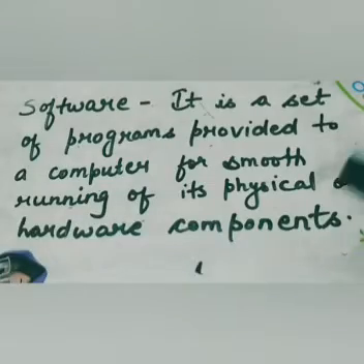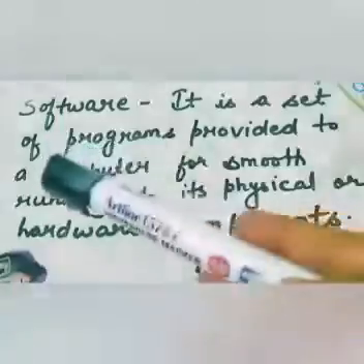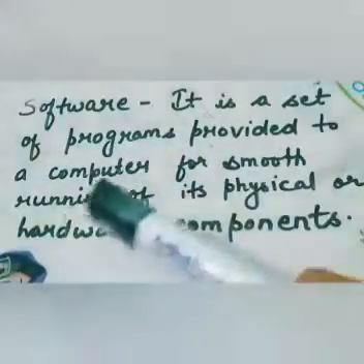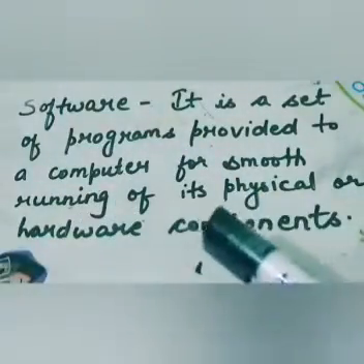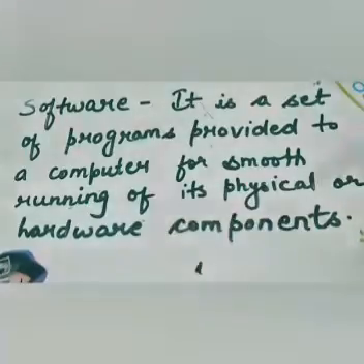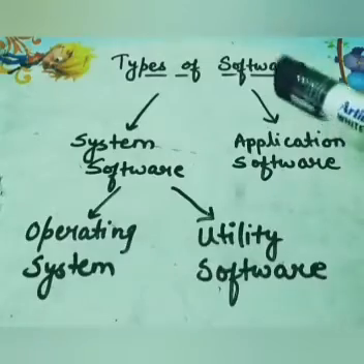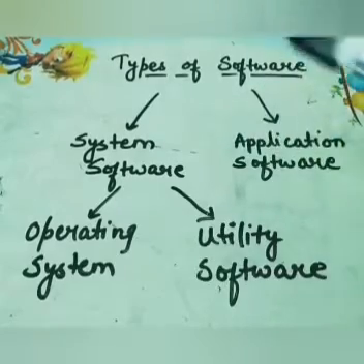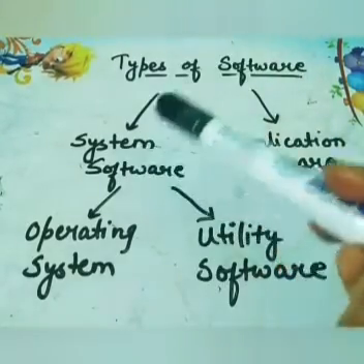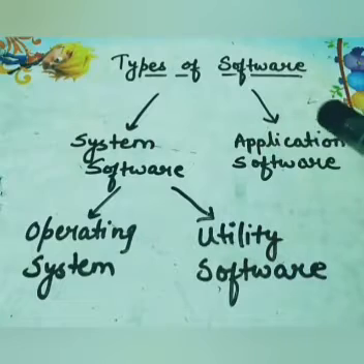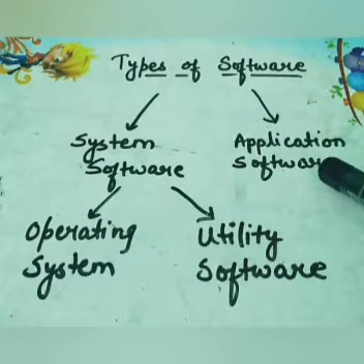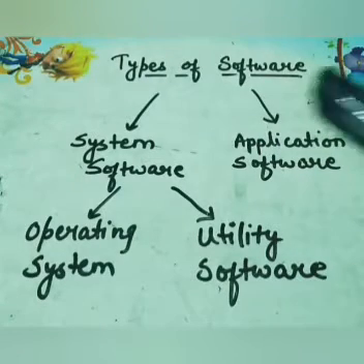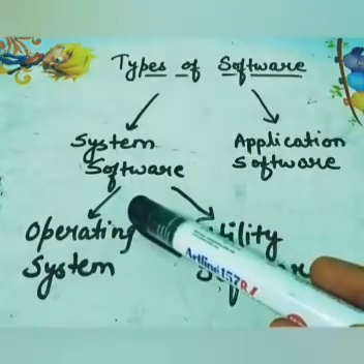So now, what is software? It is a set of programs provided to a computer for the smooth running of its physical or hardware components. Children, software is further divided into two categories, system software and application software. About application software, we will be studying in our next video. Right now, we will be studying about system software.